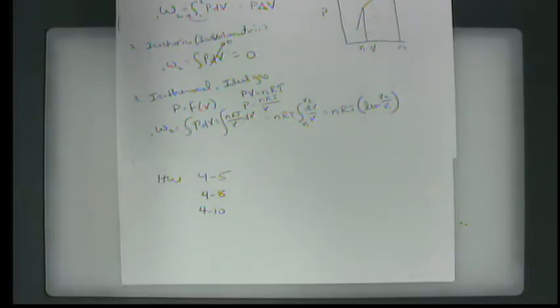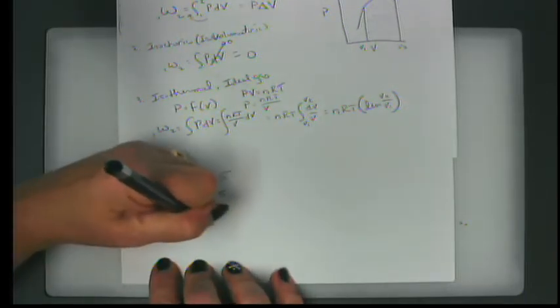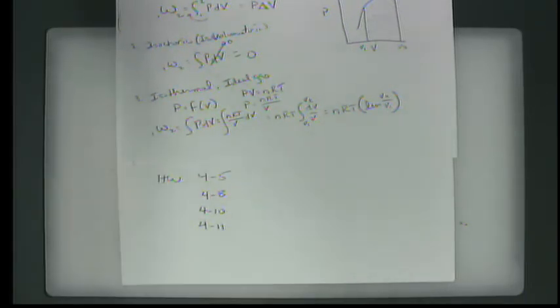You may not have to. You may be able to plug that into the integral and come up with something just the same. And then 4-11, which is for isothermal. All right, and there's none for isochoric. Isochoric is always 0, so that's the good news.